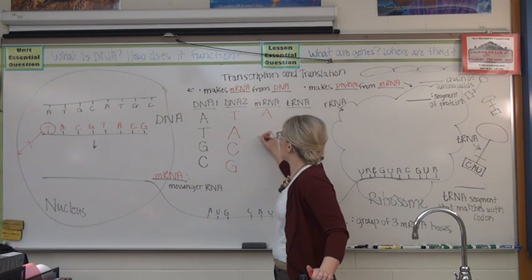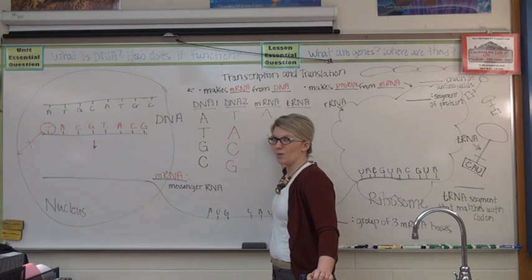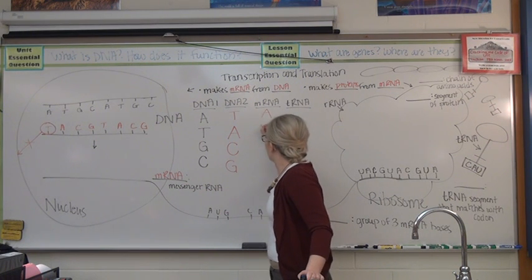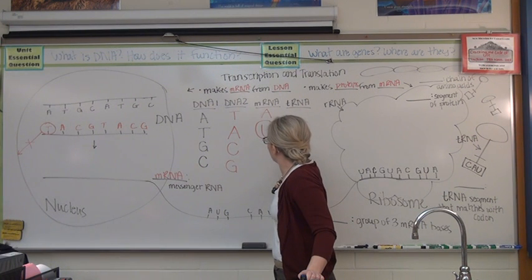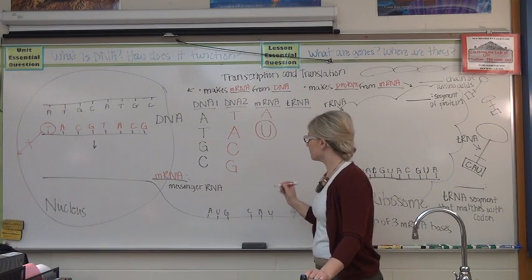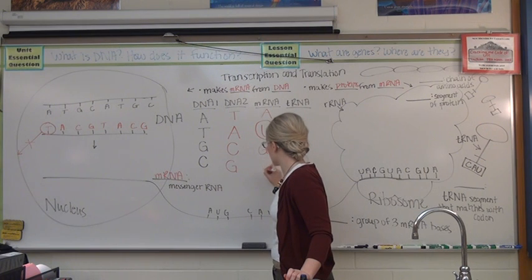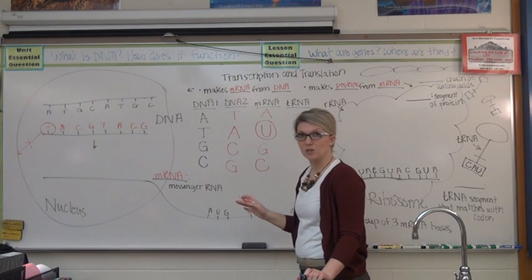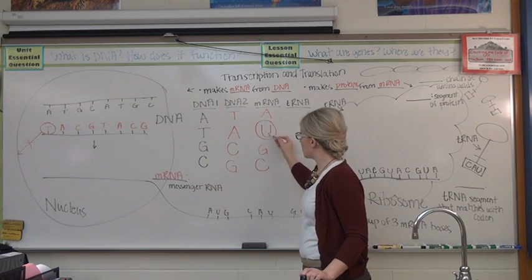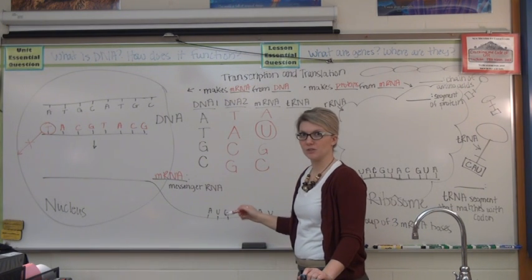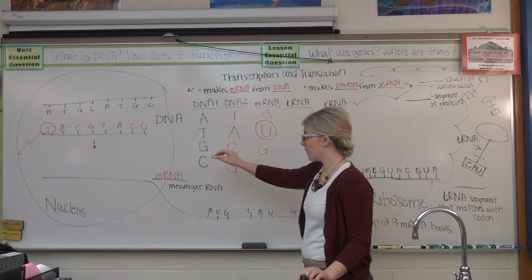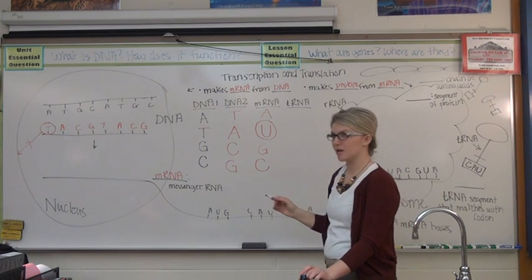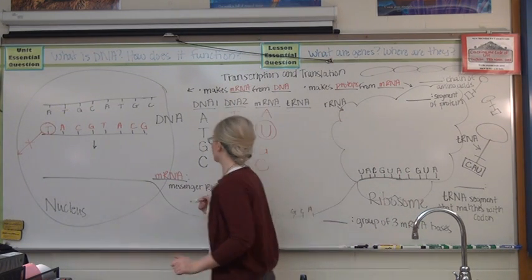But when we match A's into mRNA, it gets a little weird. Instead of having T's, we have something called uracil, which is the letter U. C's still match up with G's, and G's still match up with C's down here. So the only real difference is that uracil is different. Uracil can leave the nucleus. So that's good. Now we can have our messenger RNA message over to the ribosome.